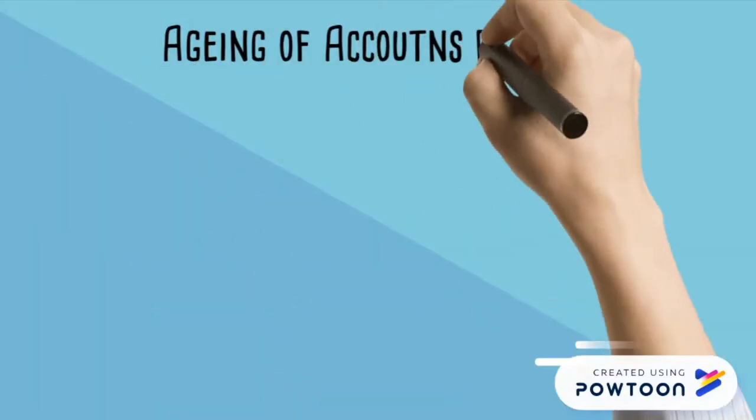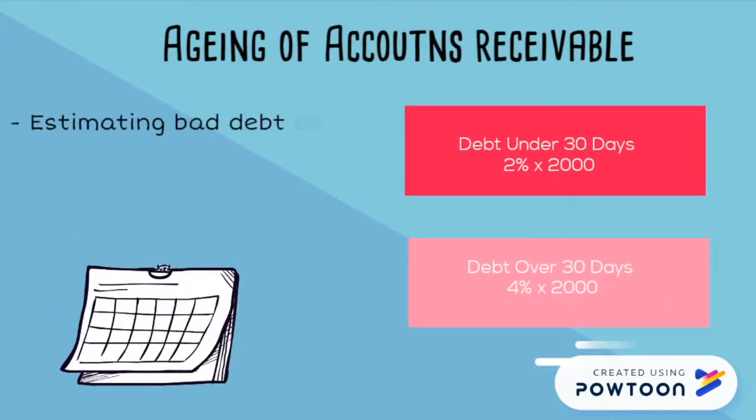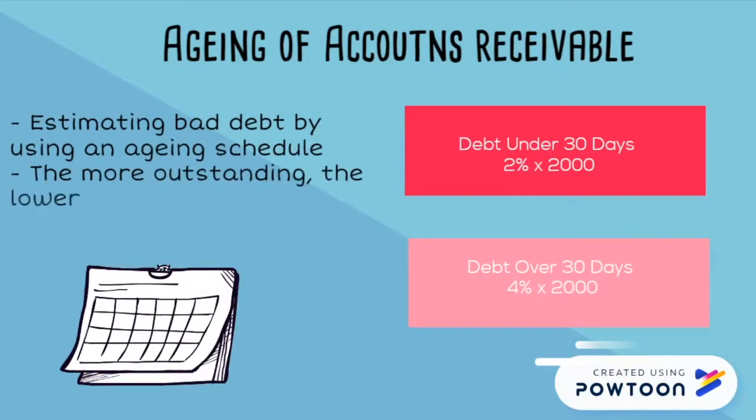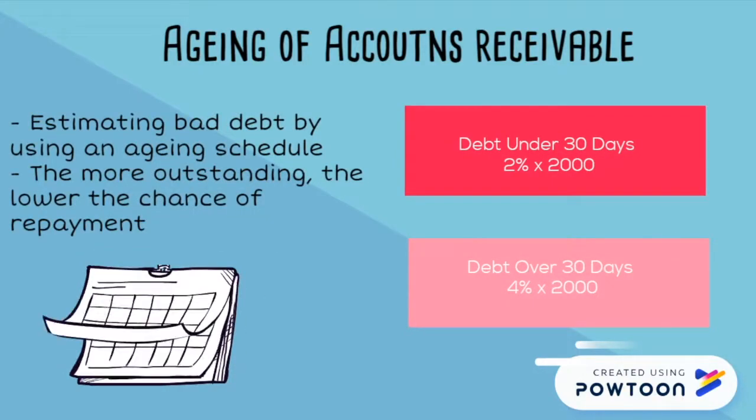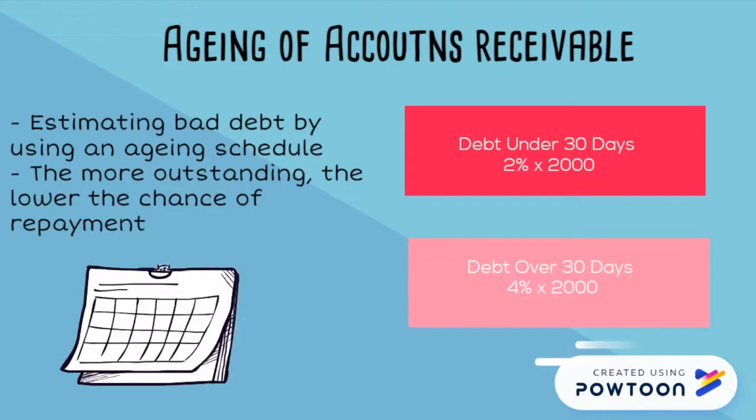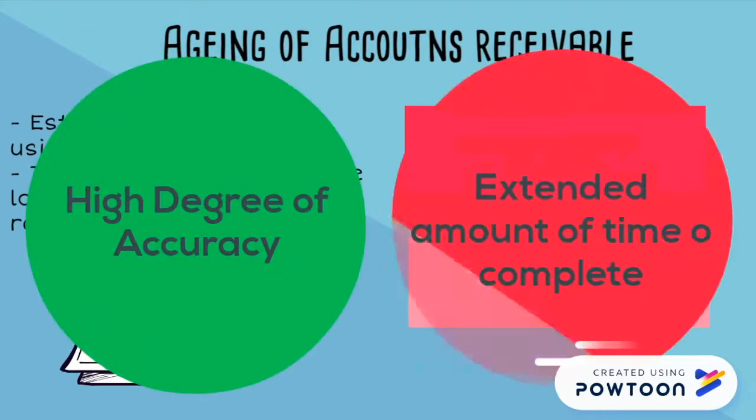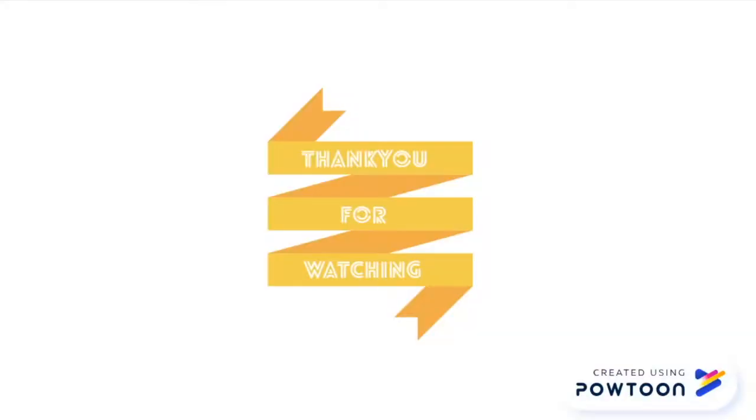The aging of accounts receivable approach involves estimating bad debt expenses by utilizing an aging schedule to assign higher percentages of failure to those that have been outstanding for longer. The main advantage of this approach is the high degree of accuracy compared to the others. The main disadvantage is its greater level of complexity in comparison to the other approaches.